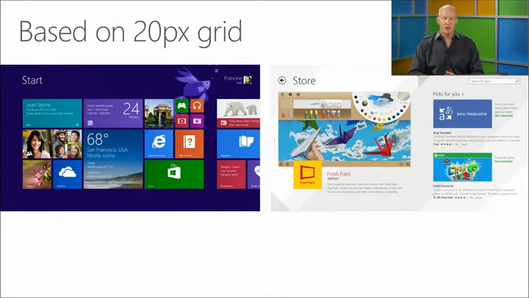Now, composition within Windows applications is based on a 20-pixel grid. That 20-pixel grid, as we'll talk about in the windowing session, is important when we start thinking about scaling applications from 8-inch screens all the way up to 30-inch screens, so making them look great on different devices.